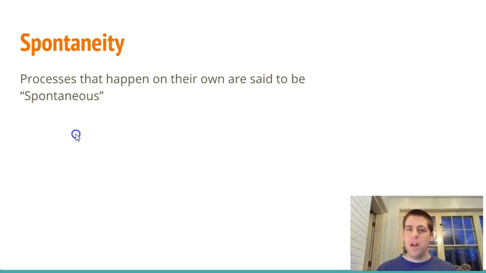So examples might include ice melting at room temperature. That's just going to happen on its own, right? Or your phone's battery becoming less and less charged, running out of battery. That happens on its own. The battery never charges itself, right? And so that would be non-spontaneous.